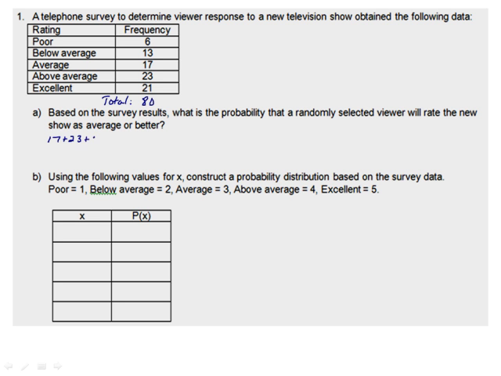So we're going to add up all those frequencies and divide by 80 to get our probability. That adds up to 61. If we divide this, we get 0.7625. That would be our probability.